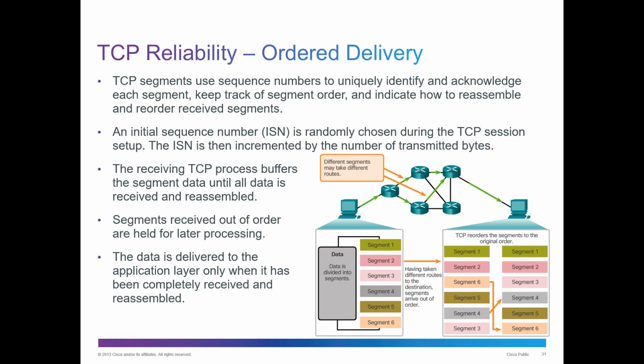Each segment gets a number. They're reassembled at the recipient in the transport layer. Once they're fully reassembled, then that data gets pushed up to the application layer, where the recipient can see it on screen or interact with it. It's actually shown on the computer, whether it's a file transfer, web page, email, whatever.